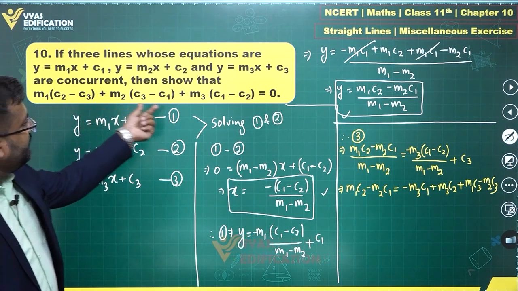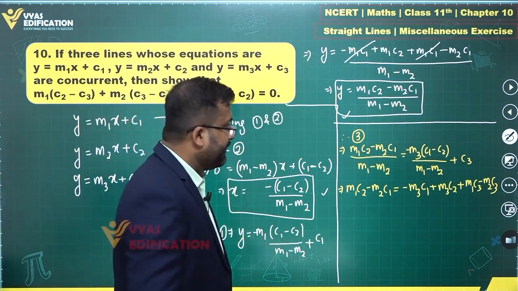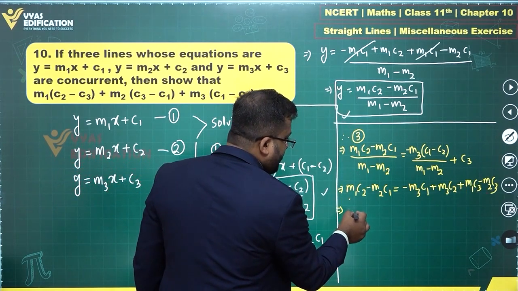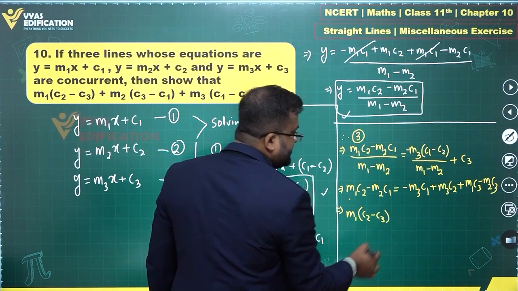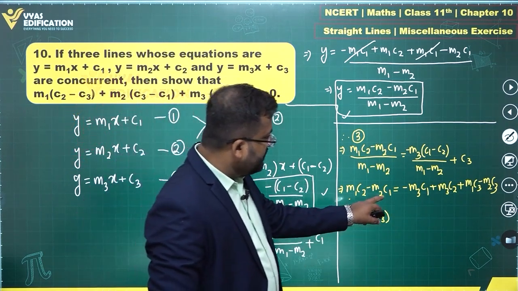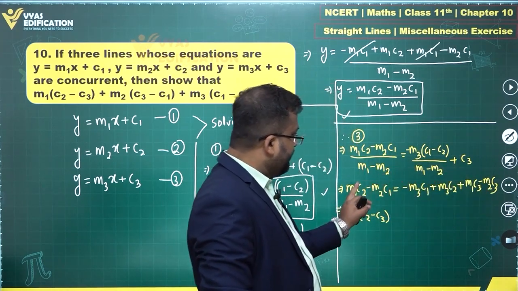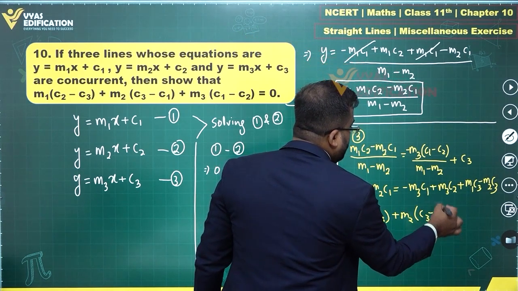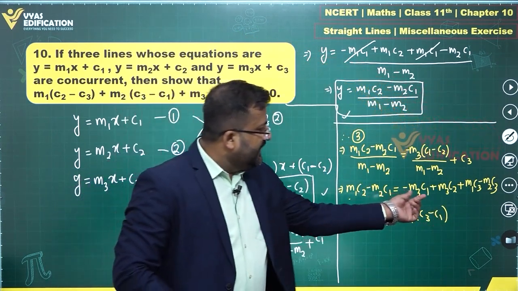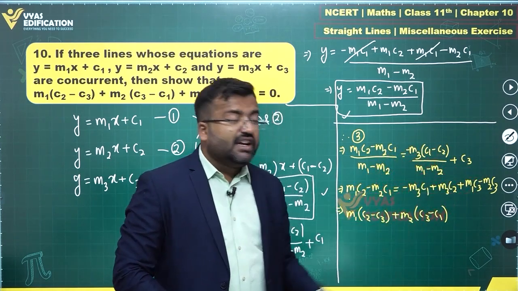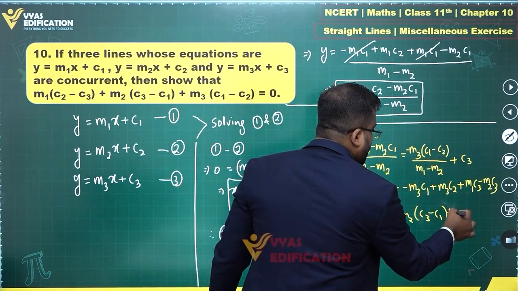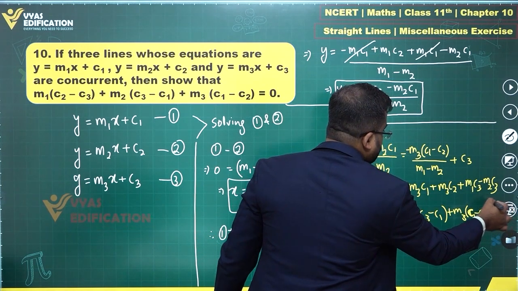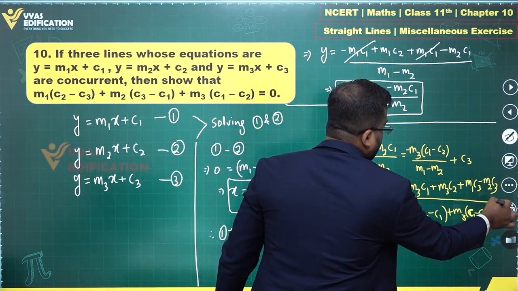So let's bring terms of m1, m2 and m3 together. We have m1 c2 and we have m1 c3. This becomes m1 times (c2 minus c3) in the LHS. Then you have m2 c1 over here and m2 c3 over here. This becomes m2 c3 minus m2 c1, so plus m2 times (c3 minus c1). Then you have m3 c1 and minus m3 c2. So plus m3 times (c1 minus c2) is what I'll get over here. This is equal to 0.